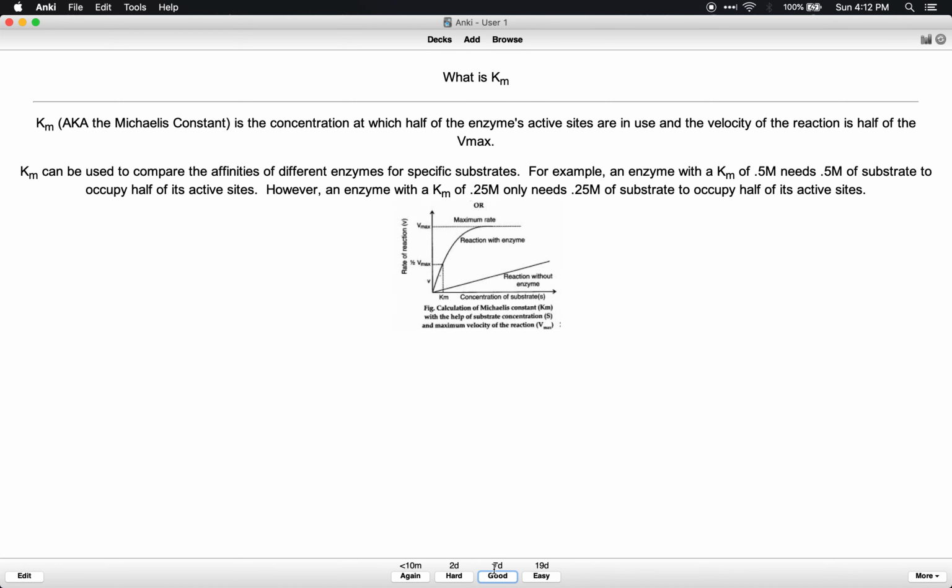Km is a Michaelis constant, and Km equals, I don't remember what Km equals. Michaelis constant, concentration at which half the enzyme's active sites are in use, and the velocity of the reaction is half of Vmax. Vmax is the theoretical maximum velocity for an enzyme because all its active sites are taken up by substrate. So the enzyme is saturated.